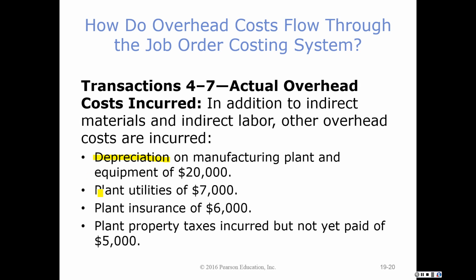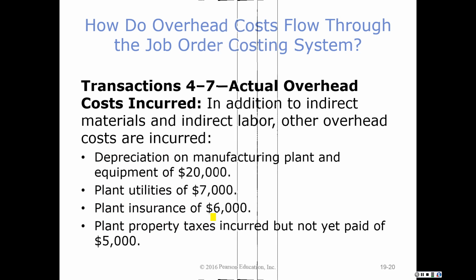We may have plant utilities that are related to the manufacturing process, but we don't know how much of those utilities go to which particular job, so we put it in overhead. Insurance for the warehouse, or the manufacturing facility, should I say. How much of that insurance gets applied to each job? Property taxes for the manufacturing plant. So you can see that these are all costs that are part of manufacturing our product, but it's hard to know specifically which product these costs are tied to. So we put them into manufacturing overhead.